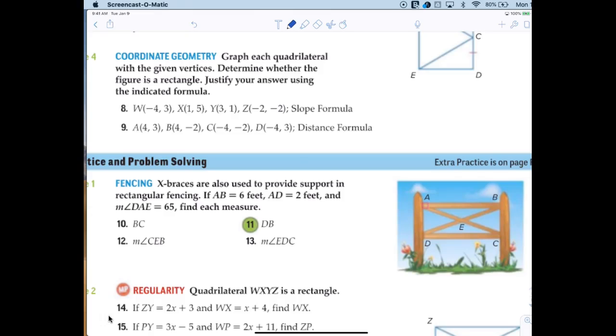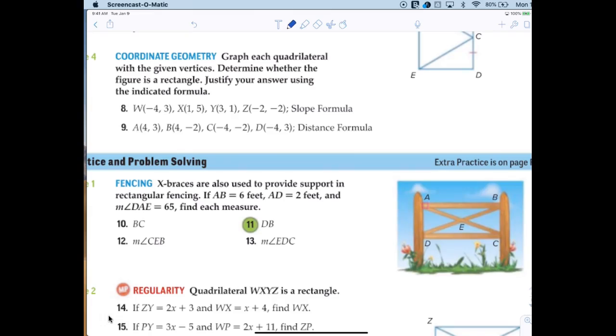Graph each quadrilateral with the given vertices and determine whether the figure is a rectangle. If I want to use the slopes, I don't care about graphing. But what is true about the slopes of the consecutive sides of a rectangle? They would be negative reciprocals. Is everybody with me on that? They would be negative reciprocals.